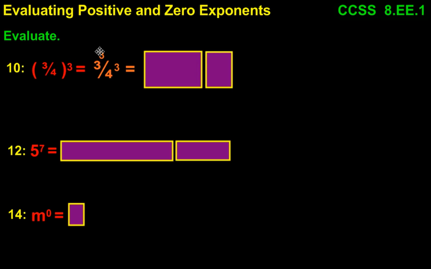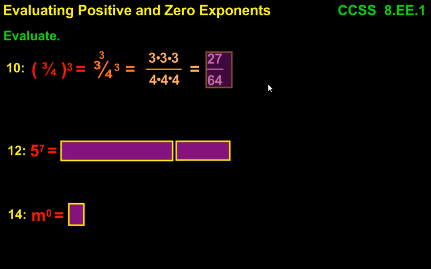So we have a 3 to the third power and a 4 to the third power. And I'll also show it this way, which is 3 times 3 times 3 and 4 times 4 times 4. Just so we don't get mixed up and try to multiply 3 times 3 or anything like that. So you have 3 times 3 times 3, which is going to give you 27, and 4 times 4 times 4, which gives you 64. And the answer for number 10 is 27 over 64.